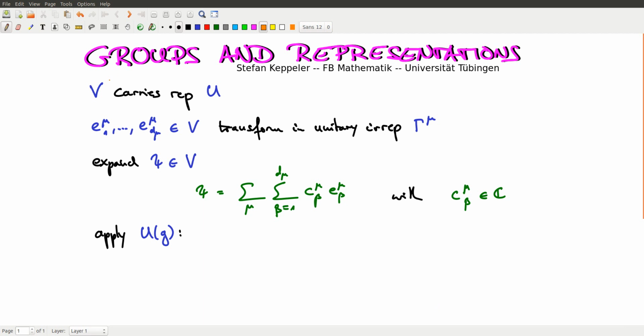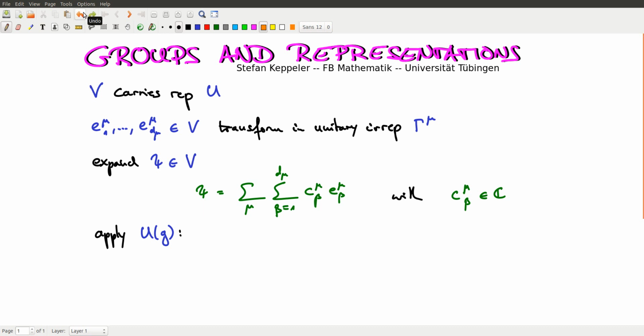We start with a vector space V that carries some representation U. And then, let's say, take this bunch of vectors here, e_mu1 to e_mu d_mu, that transform in the unitary irrep gamma mu. Now we know that we can expand arbitrary psi's in our vector space in such basis vectors. So I've written this here, and the coefficients here are just complex numbers.